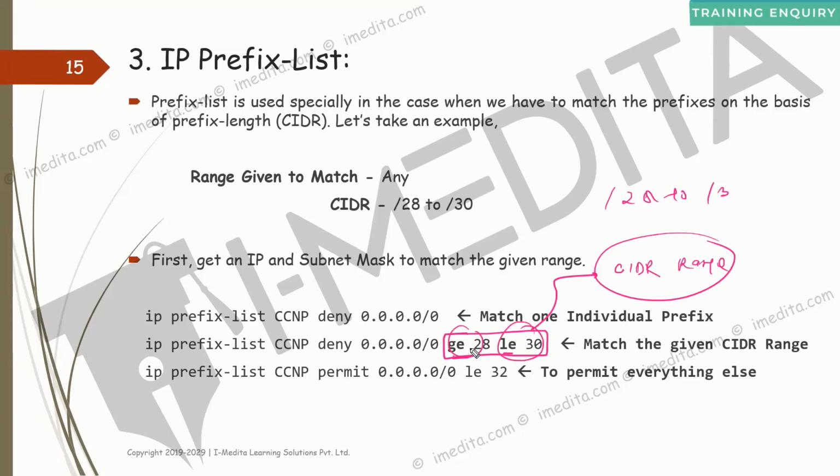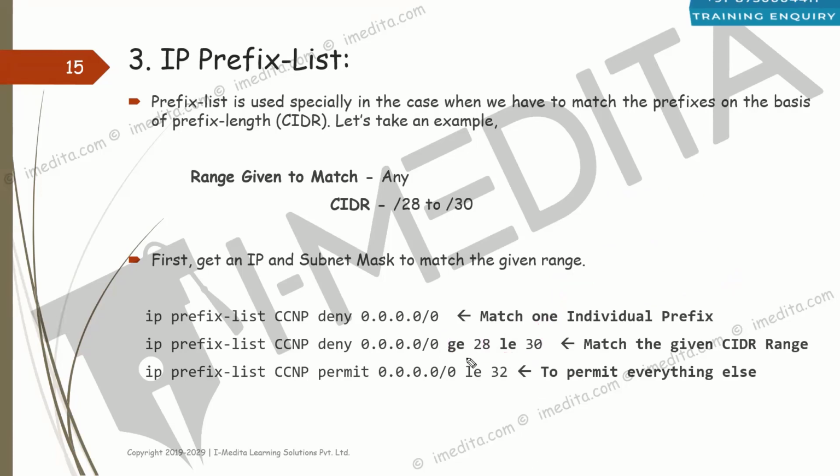So in prefix list, the greater than equal to, less than equal to is basically used to match the CIDR. Greater than equal to 28 means if a prefix has a subnet mask greater than or equal to 28, then match it and deny it. Or if the prefix has a subnet mask less than or equal to 30, then match it and deny it.